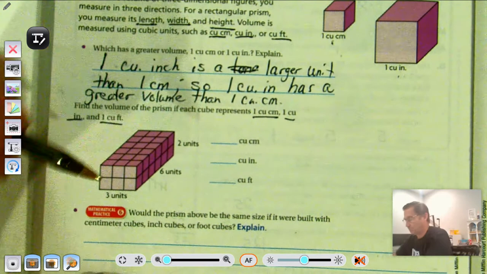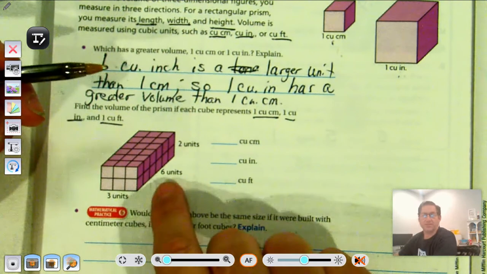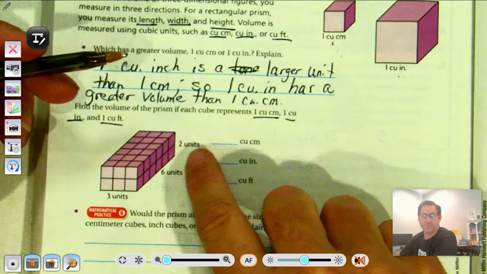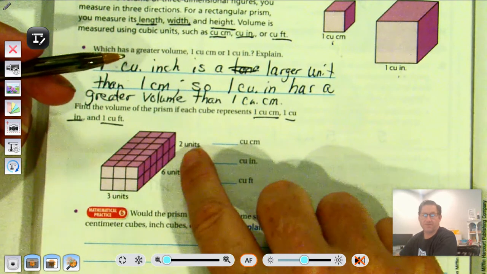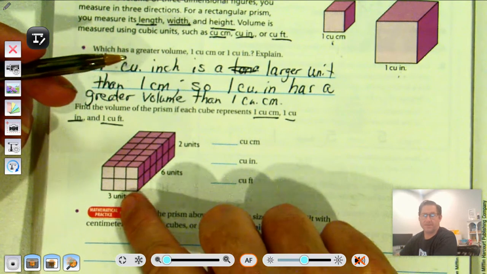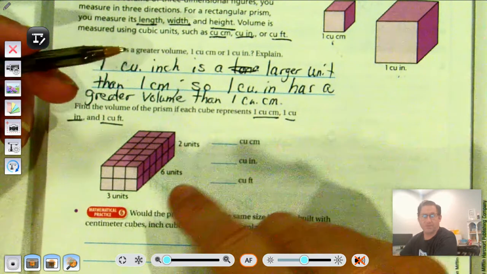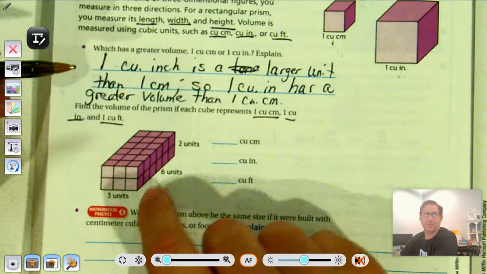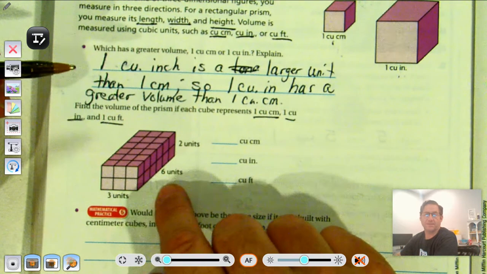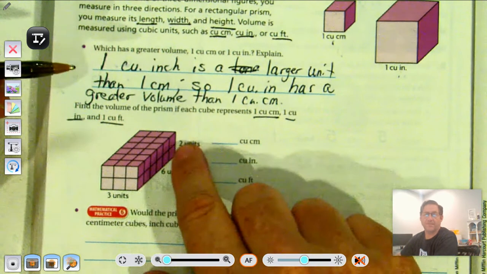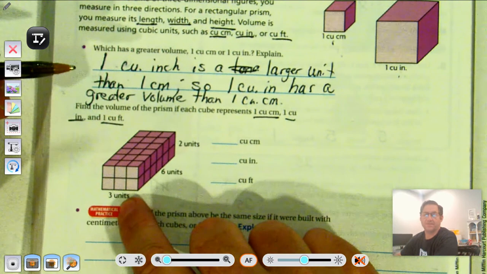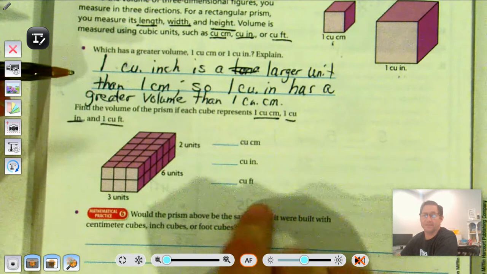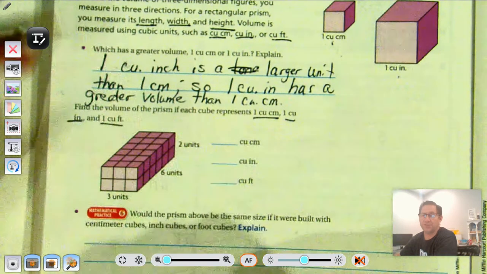All right, so here we notice that they're just units. So we're basically going to redo this with 2 centimeters, 6 centimeters, 3 centimeters. And then we're going to do it again and find it with 2 inches, 6 inches, 3 inches, and then 1 foot, 2 feet, 6 feet, and 3 feet. We're going to get the same number because the number didn't change, just the units changed.